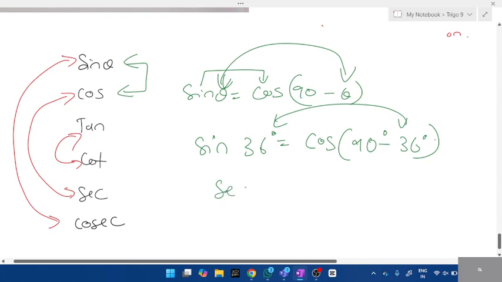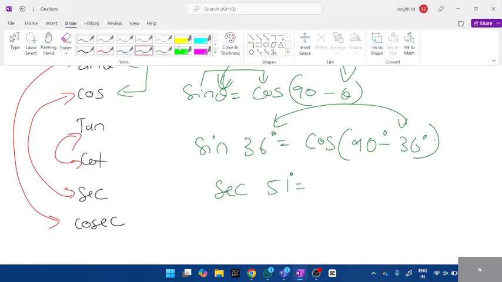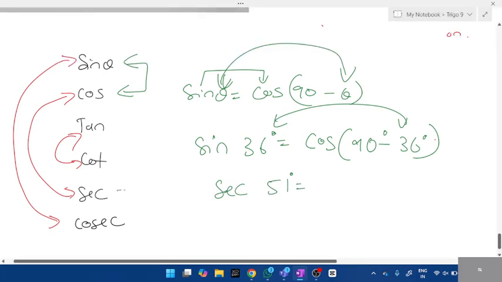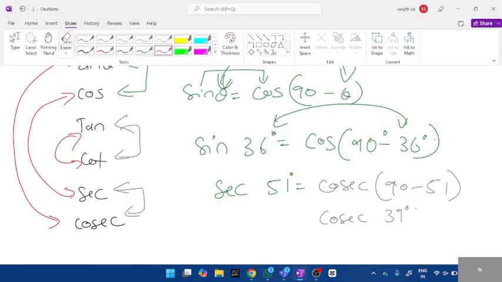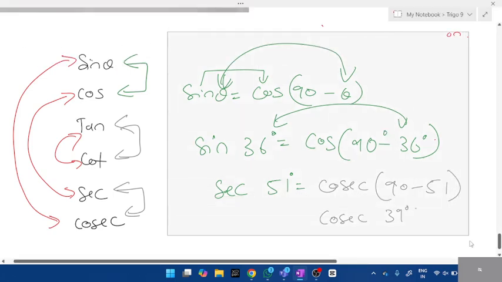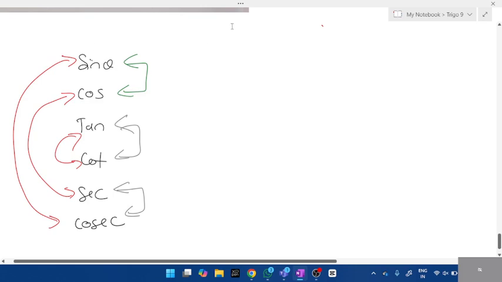Next, sec 51 degree. What is complementary for sec? Cosec. Cosec 90 minus 51, that is cosec 39 degrees. Okay, 39 degrees. So reciprocal relation, we know. Complementary relation is done. Reciprocal is done, complementary is done.